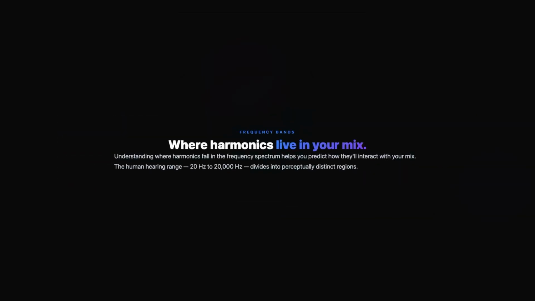Understanding where harmonics fall in the frequency spectrum helps you predict how they'll interact with your mix. The human hearing range spans roughly 20 Hz to 20,000 Hz, but this range divides into perceptually distinct regions that each contribute differently to how we experience sound.